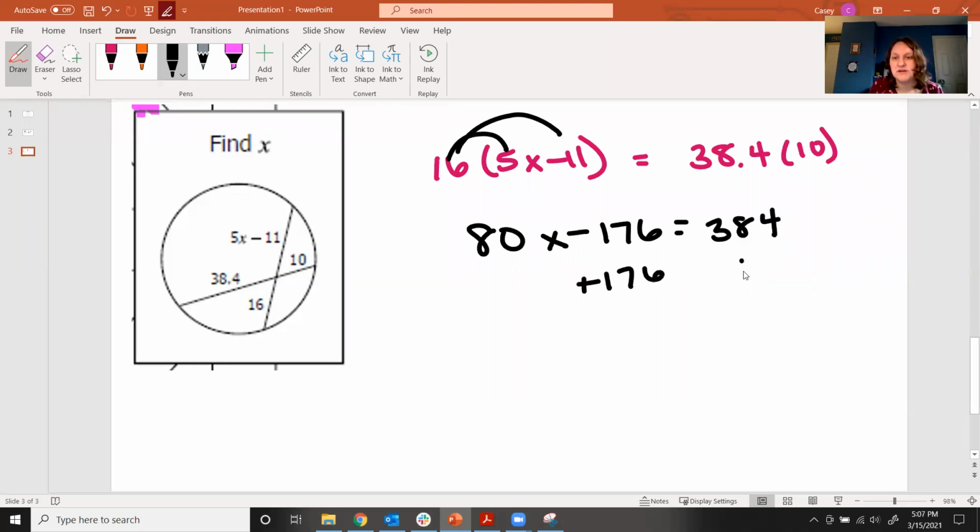And now we're just going to solve for x. I'm going to add 176 to both sides. And I get 80x equals 560. And divide both sides by 80, x equals 7. Okay, that was my problem, find x. So now I can follow the path of 7.